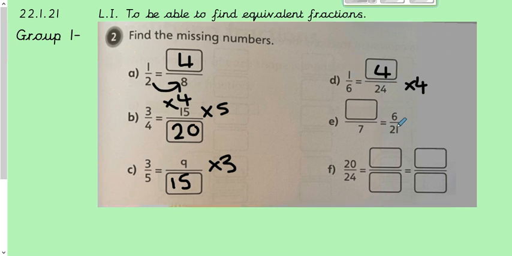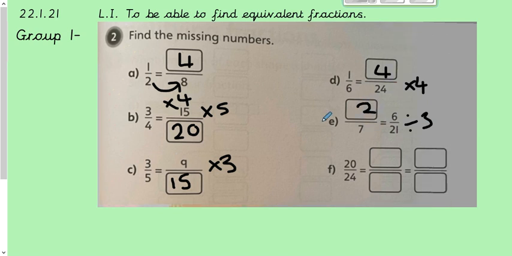This one has gone the opposite way, so you need to do the reverse for this one. So you should have done 21 divide by 7. So what do you have to divide 21 by to get 7? How many 7s are in 21, basically? And that is 3. So if you do 21 divided by 3, you'd get 7. Therefore, 6 divided by 3 is 2.